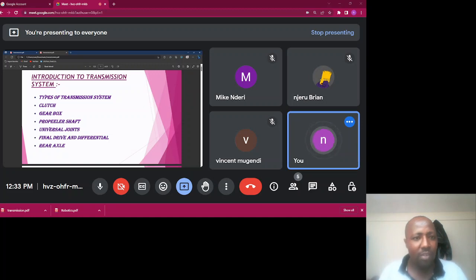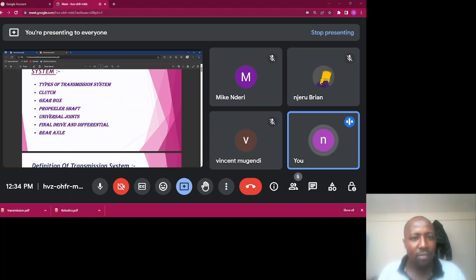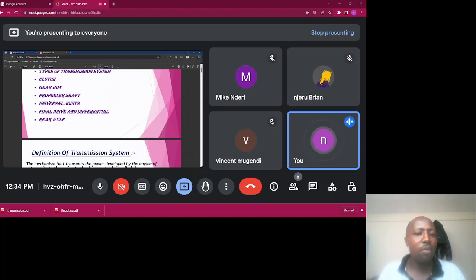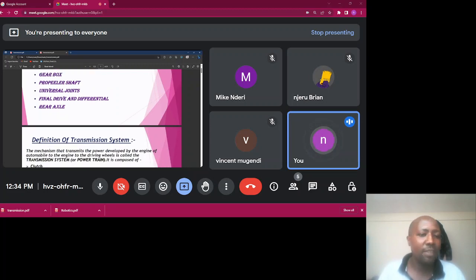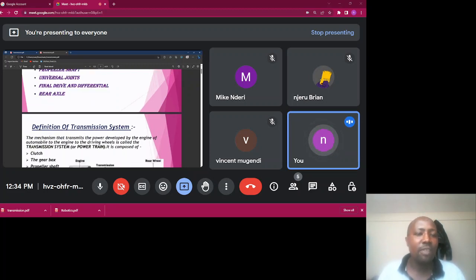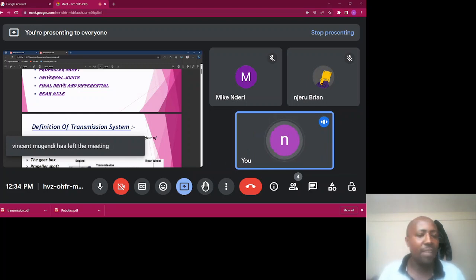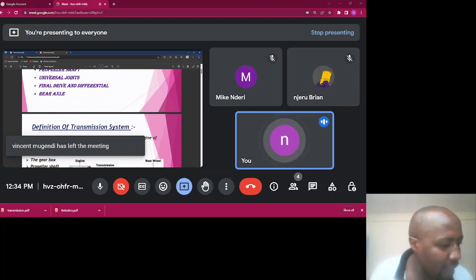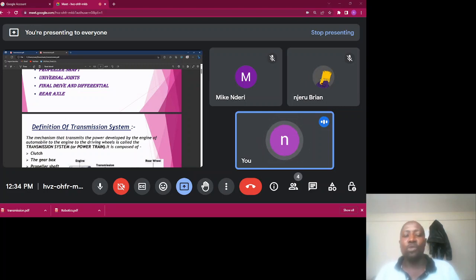Today's lesson, we are going to start with the transmission system. In the transmission system, we have components that transfer motion from the engine to the road wheels. To start with, we have the clutch, the gearbox, the propeller shaft, the universal joints, the final drive, the differential, and the rear axle. Other books will call it the half axles.